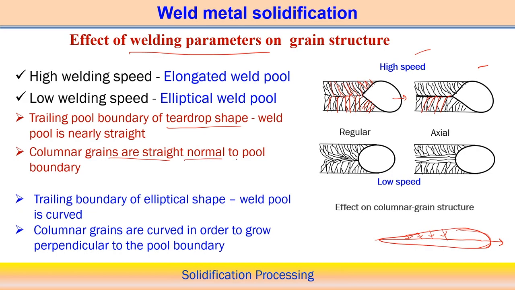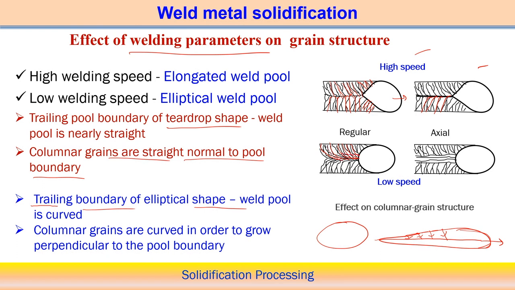Here you can observe both differences. Columnar grains are straight and normal to the weld pool boundary, up to the point where the temperature gradient becomes more or less constant. But at low welding speed, the trailing boundary of the weld pool is elliptical, so the pool is very curved. In this case we can expect a strong curvature towards the center, because curvature means there is a variation of the temperature gradient towards the center.